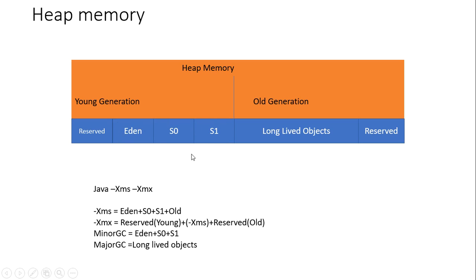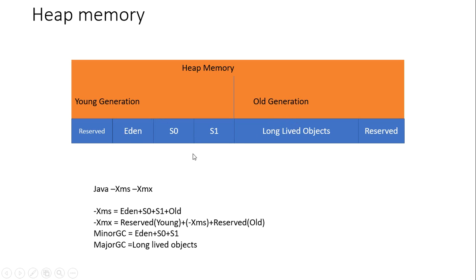Minor GC will remove the objects from Eden, S0, S1. Now, if the objects survive, when will garbage collection decide whether an object survives or not? When the object is of no longer use in the application, the object cannot survive. If the object is still being referenced by other objects, the object can still survive, and garbage collection will not remove those objects. So those objects will be moved to long lived objects.